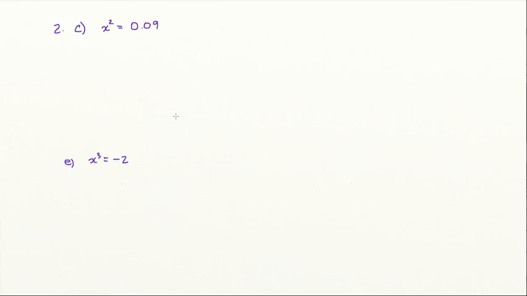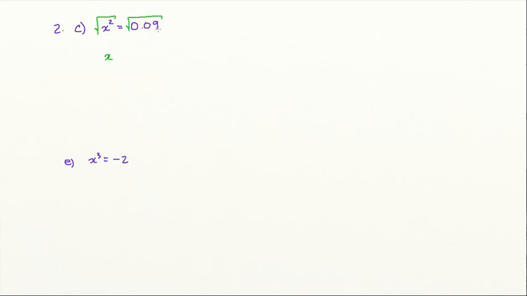Question 2. Solve for x. C, x squared equals 0.09. Okay. Decimal places, that's weird. Okay. Let's take the square root of both sides. So I know the square root of x squared equals x, so that part's straightforward, but 0.09. Well, you could use your calculator. It might help you figure some things out.